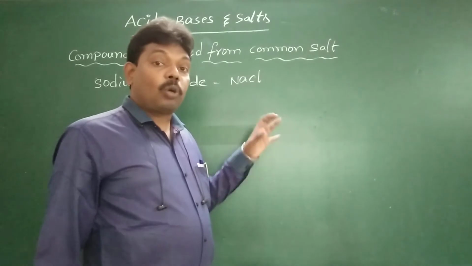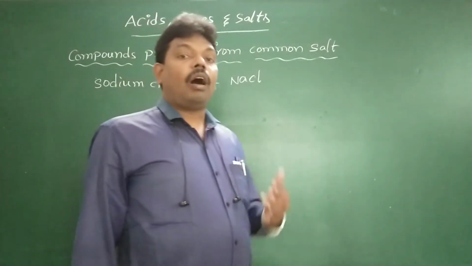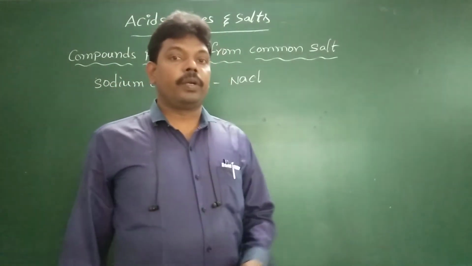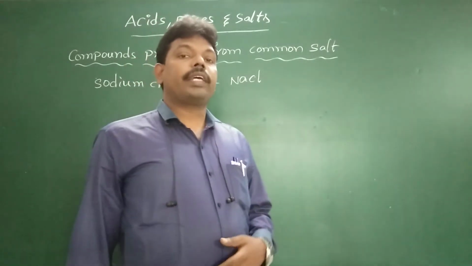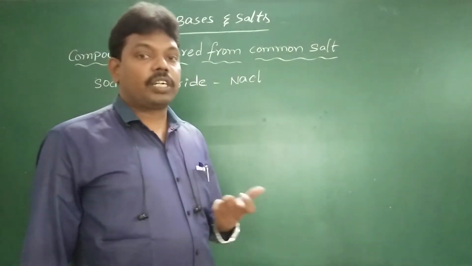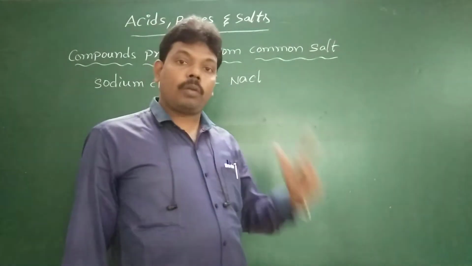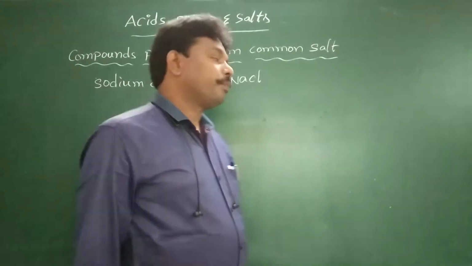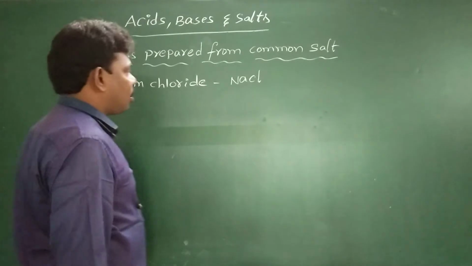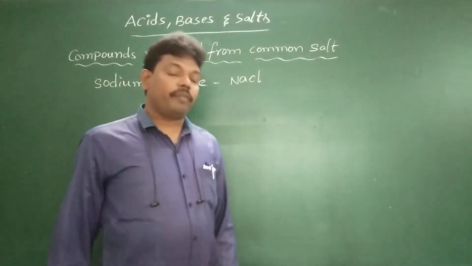It is soluble in water. You know that all ionic compounds are soluble in polar solvents. What is the example for a polar solvent? Water. So NaCl is soluble in polar solvent. Now, this is called table salt or common salt. Generally, where do we use this?